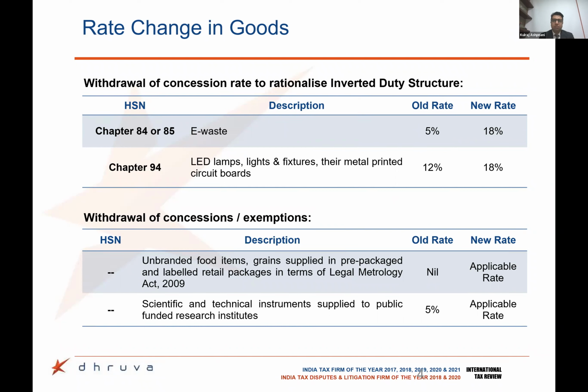One was e-waste, for which the rate was increased from 5 to 12%. The other was LED lamps, lights and fixtures. There has been a long-due demand of the LED industry to increase the rate of the final goods so as to get them out of the inverted duty structure. Besides this, the GST Council, and subsequently the government, has introduced several notifications wherein concessions and exemptions have been removed on several goods.